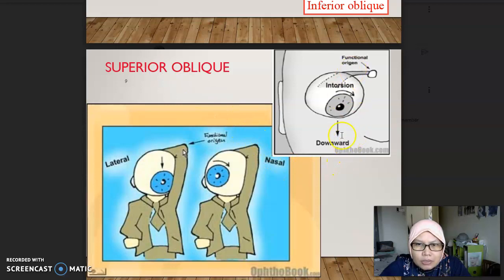Okay, so the function of the superior oblique is going downward, and also intorsion. Okay, basically this eye is looking at the nose, down and in. Okay, it's always down and in, looking at the nose. All right.